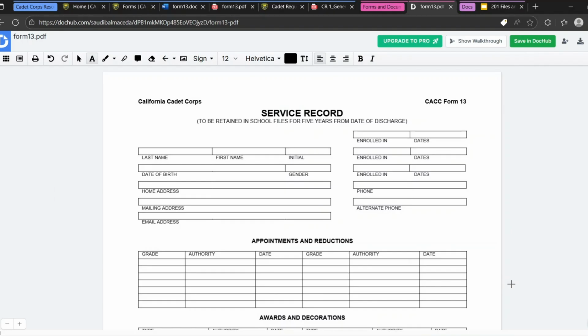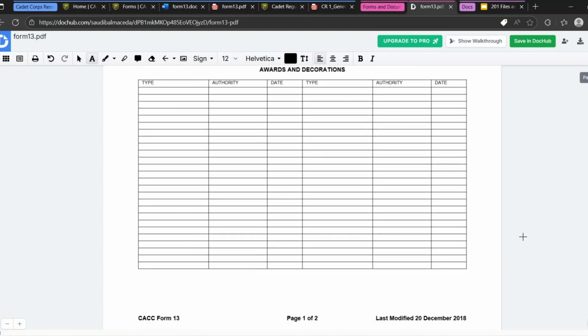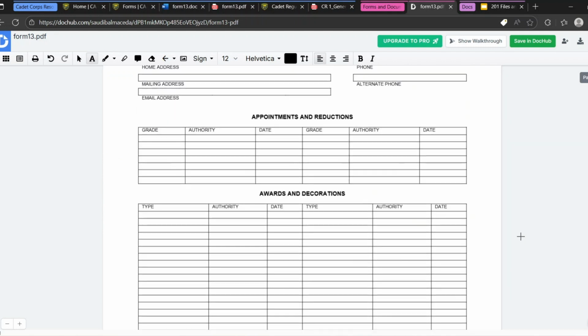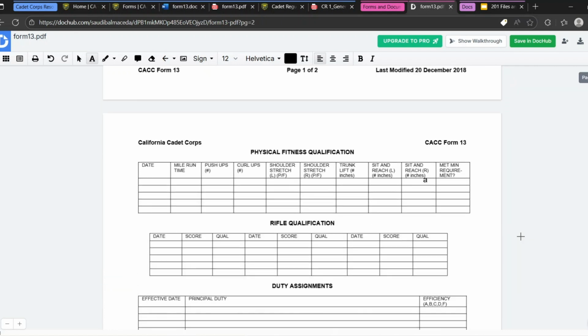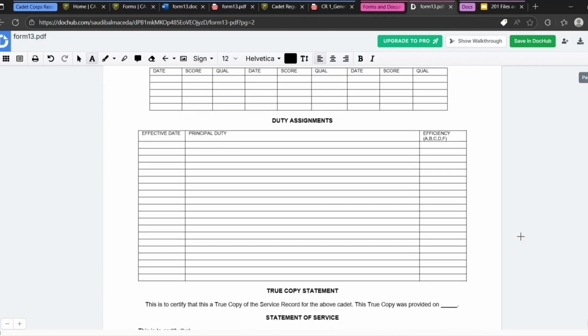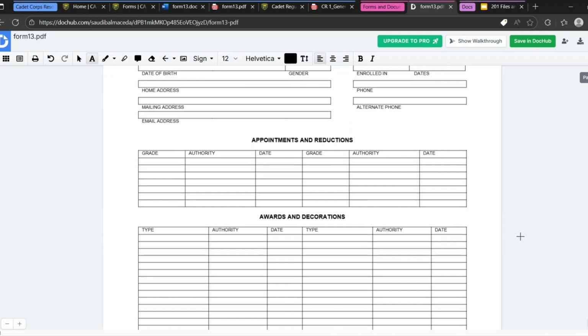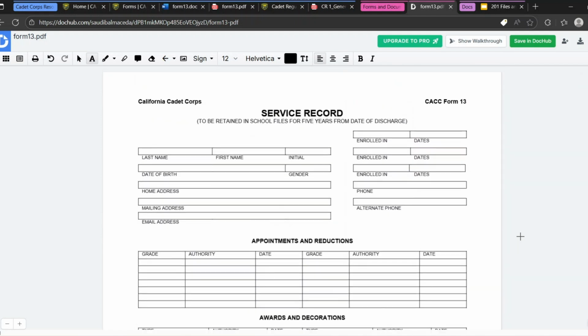So if we are looking here, this is a Form 13. Basically, this is going to be your cadet service record, which has all of the information pertaining to a specific cadet, from their name to their address to their rank and all of the awards they've gotten, their physical fitness, rifle qualifications, and duty assignments. So for those of you who don't know, this is your entire service record and all of the information that pertains to you as a cadet.